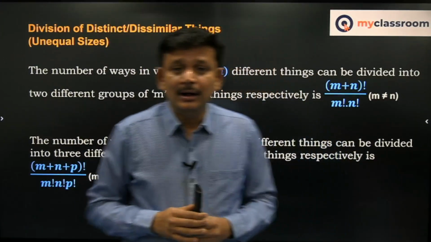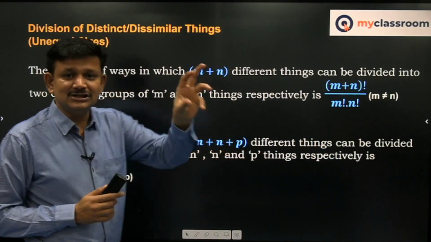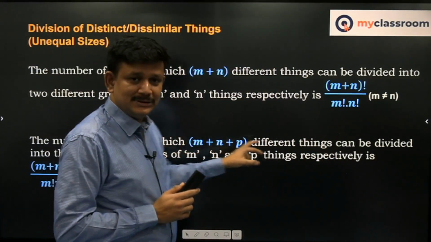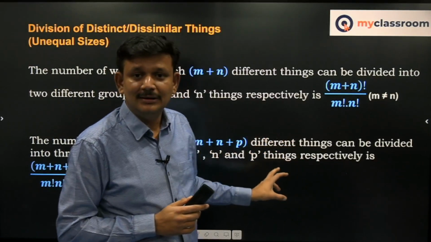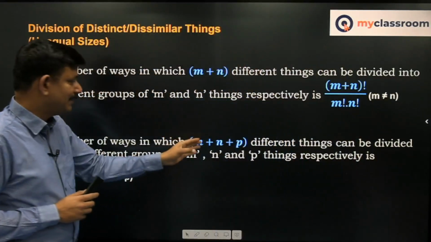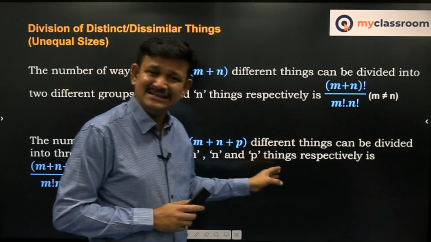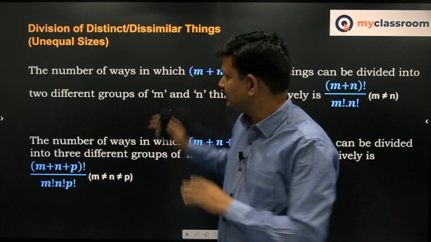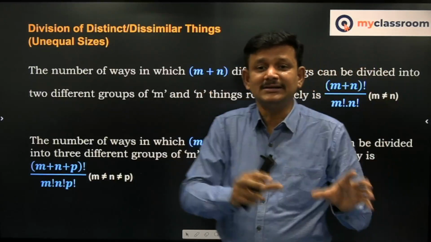Okay. Now, how do we get this? From m+n+p things, I am selecting m things for A: (m+n+p)Cm. From the remaining n+p things, I will select n things: (n+p)Cn. Remaining p things will automatically go to C. So, it will be (m+n+p)Cm into (n+p)Cn into pCp. It will land out to this particular expression. So, this is when all the things are distinct and sizes are given.